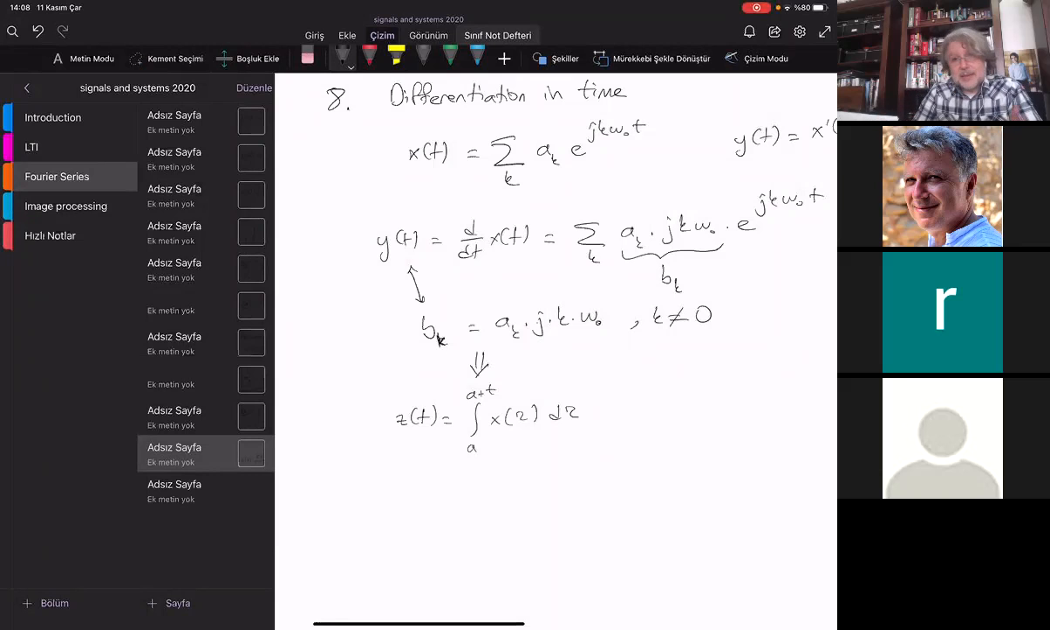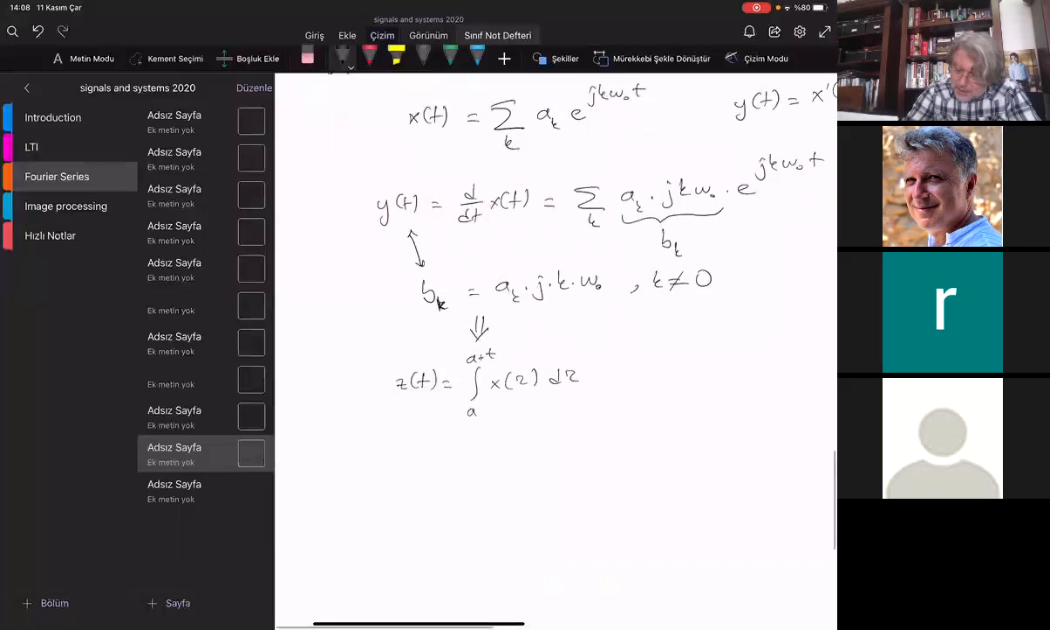It's the integral. And over there, you will come up with ck, which are just the reciprocal versions of this, ak times jk omega 0. So while taking the derivative, we are multiplying with jk omega 0. And if you're integrating, you are dividing by jk omega 0. It's actually quite simple: 1 over jk omega 0 times ak. Okay, it goes on like this.